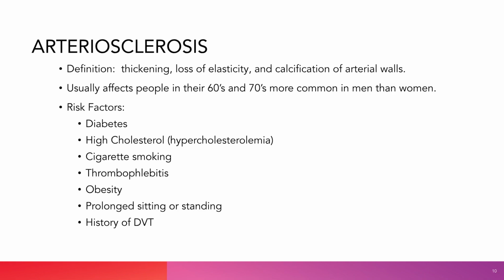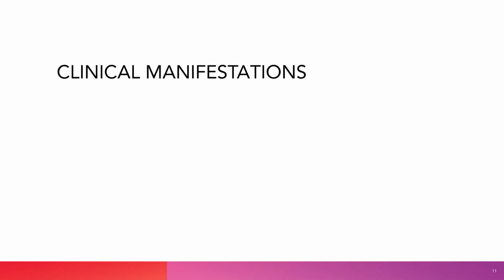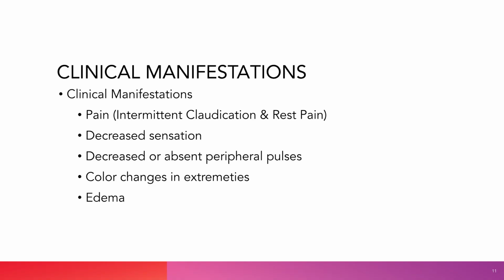Arteriosclerosis is defined as the thickening, loss of elasticity, and calcification of arterial walls. Risk factors include diabetes, high cholesterol, smoking, thrombophlebitis, obesity, prolonged sitting or standing, and a history of DVT. Clinical manifestations of arteriosclerosis include pain, such as intermittent claudication, and rest pain. Other signs are decreased sensation, reduced or absent peripheral pulses, color changes in the extremities, and edema.